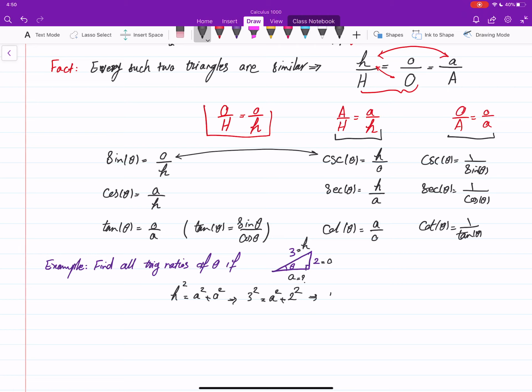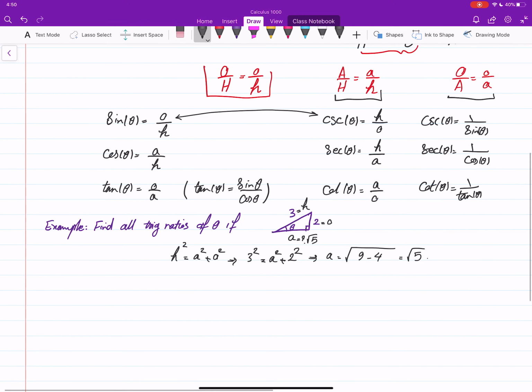And then you just do a is root of 9 minus 4, which is root 5. This is the length, so we just take the positive root. So we find the other one. Now that we have opposite, adjacent, and hypotenuse, we can go ahead and find sine theta. It is opposite over hypotenuse. In this case, it is 2 over 3.